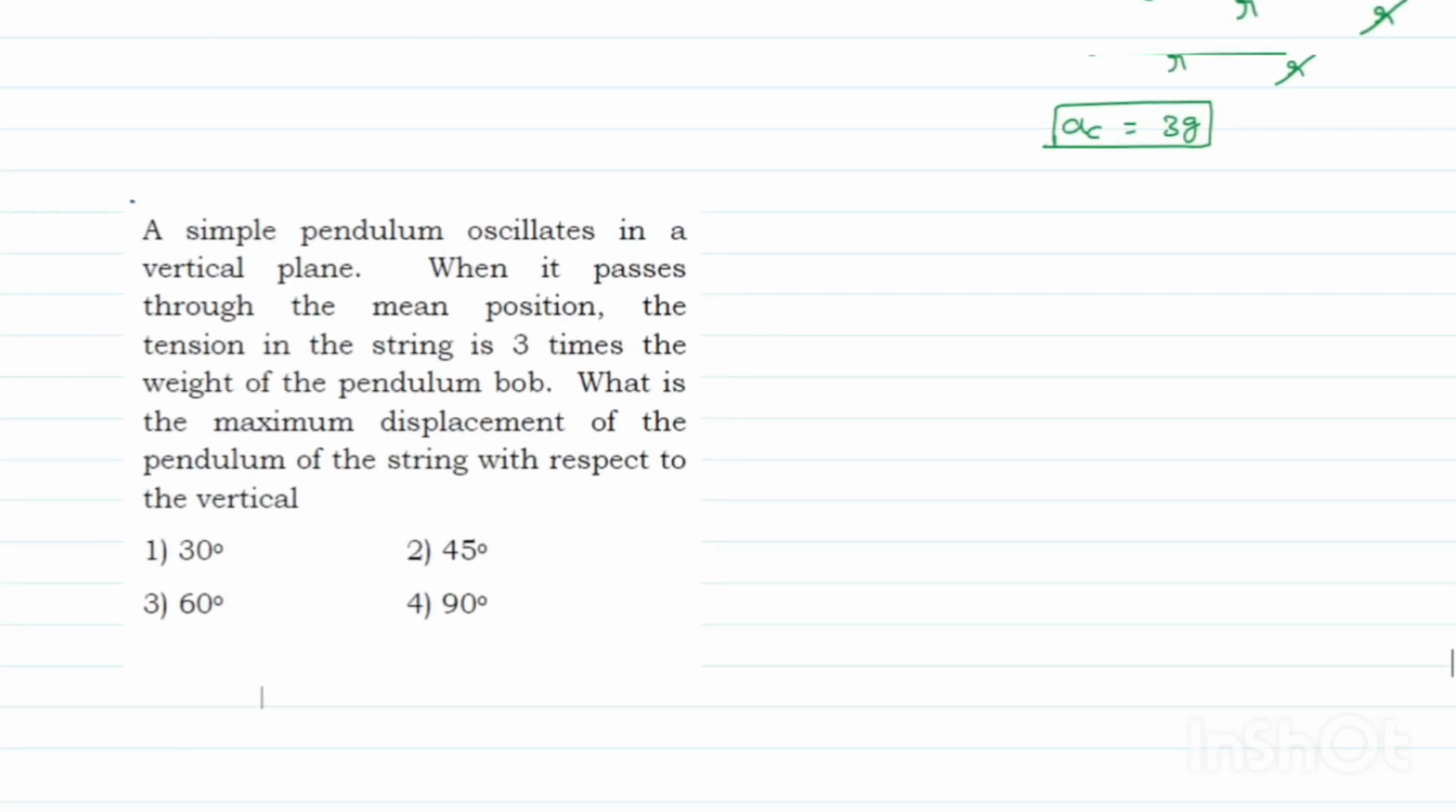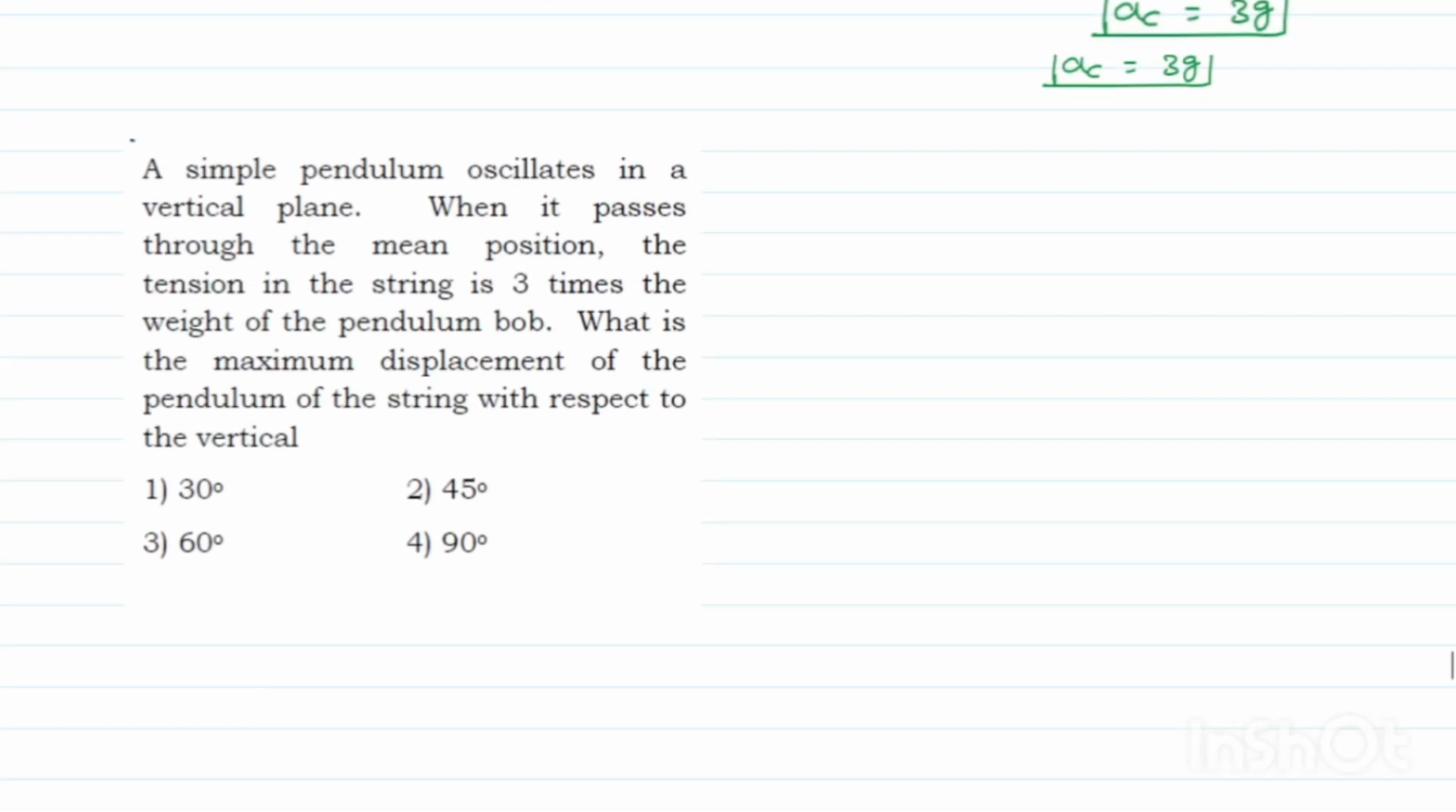Let us take the next question. A simple pendulum oscillates in a vertical plane. When it passes through the mean position, the tension in the string is 3 times the weight of the pendulum bob. What is the maximum displacement of the string with respect to the vertical they are asking?